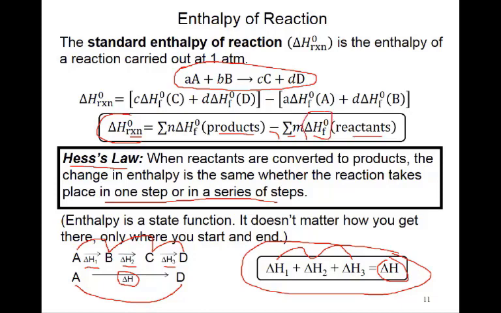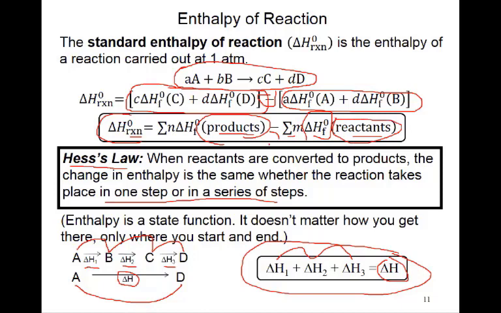So if you see this reaction, A, B change to C and D, the total change of enthalpy of the products, C and D, minus the total change of enthalpy of the reactants. Okay, so product minus reactant. This is the meaning here, which we already learned also.